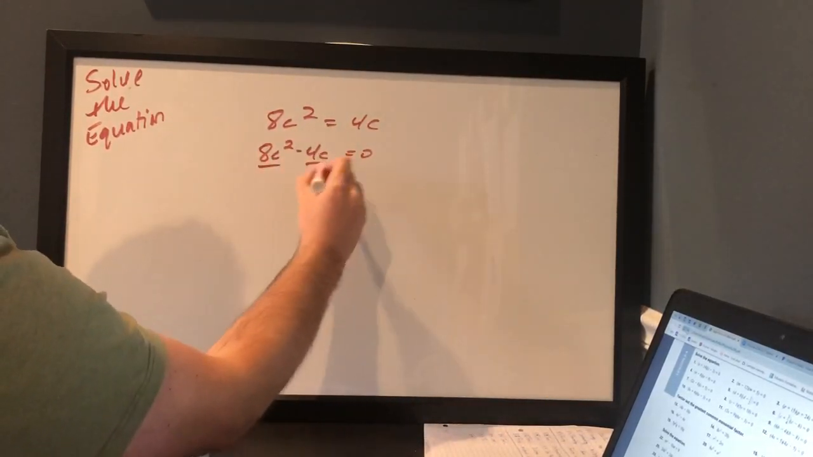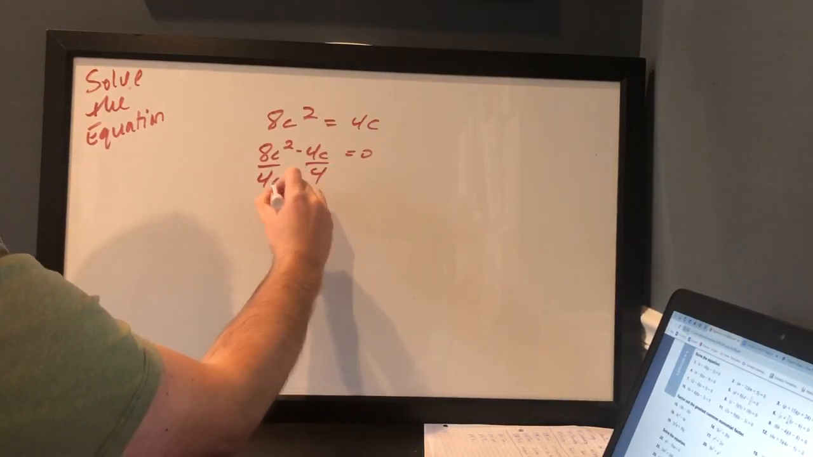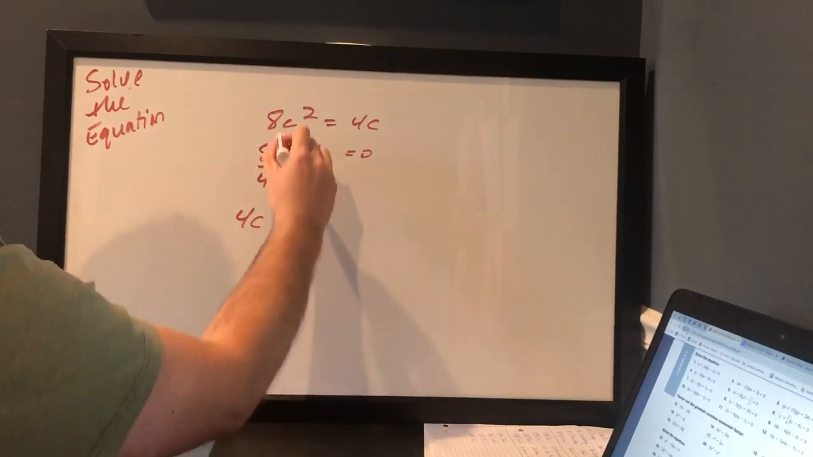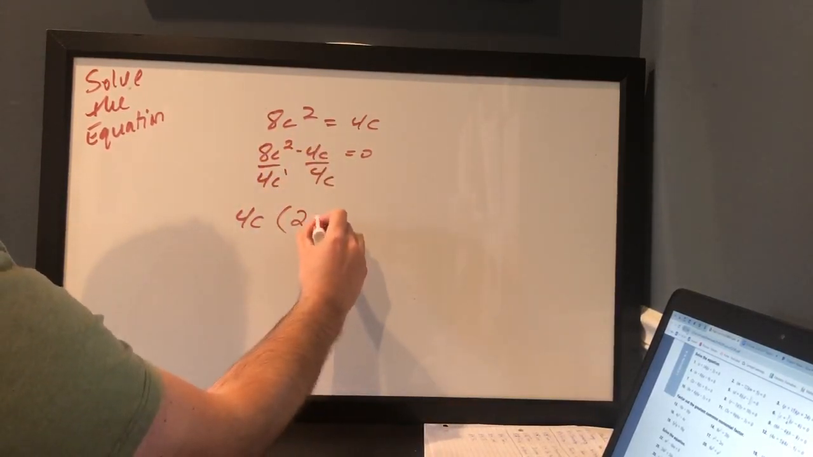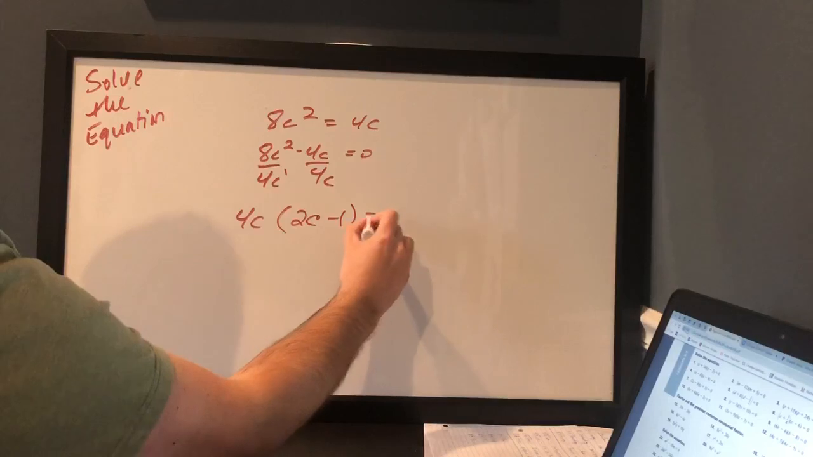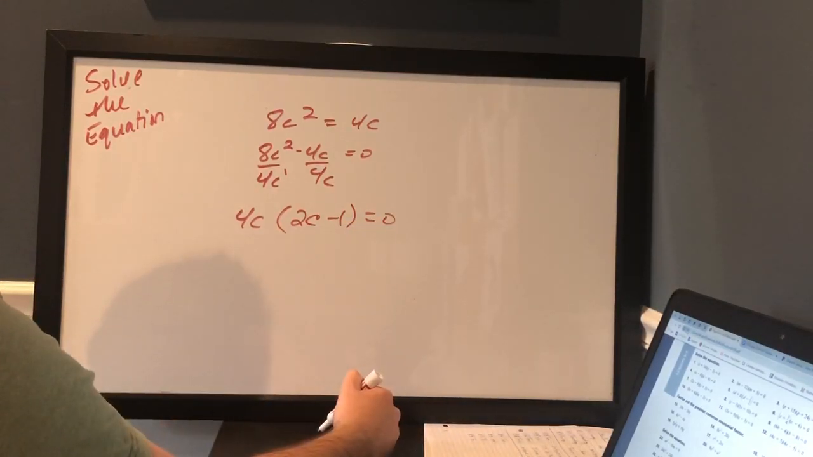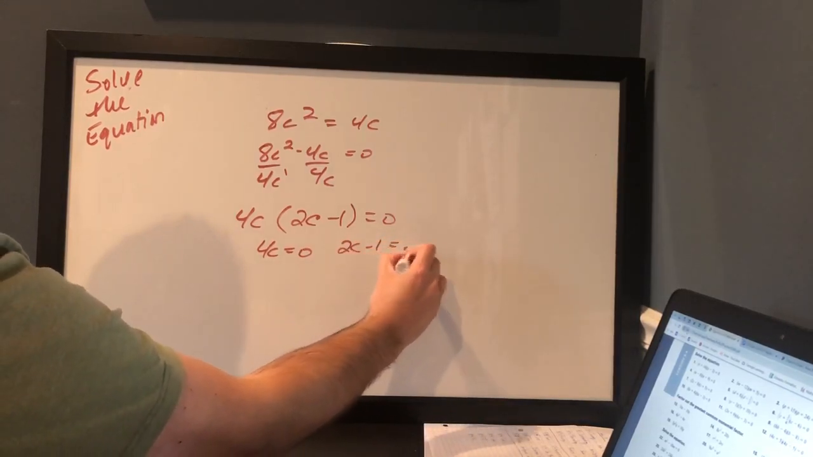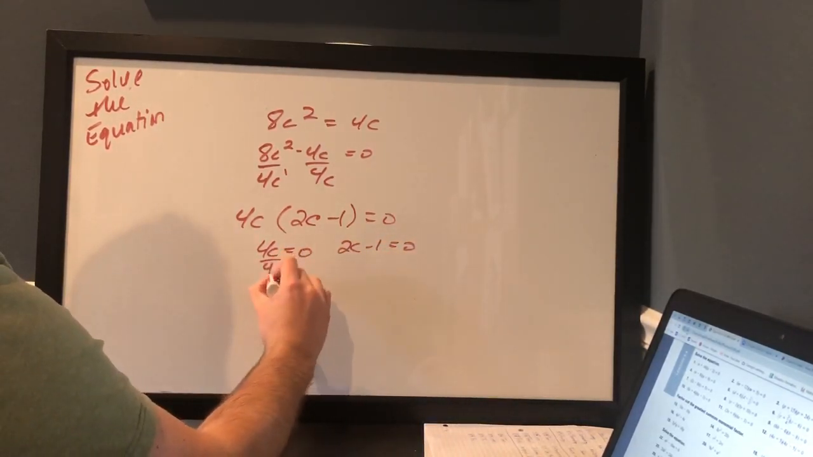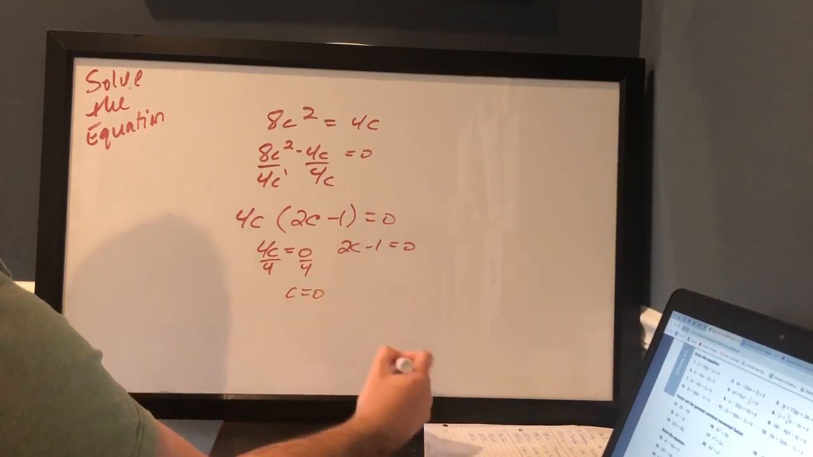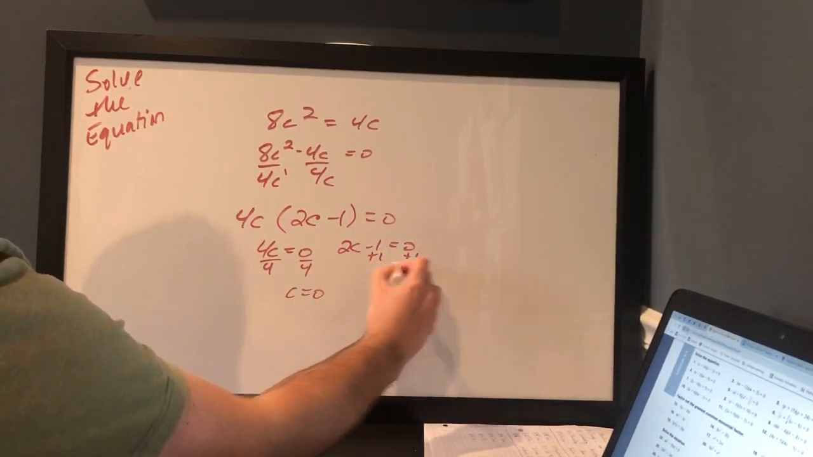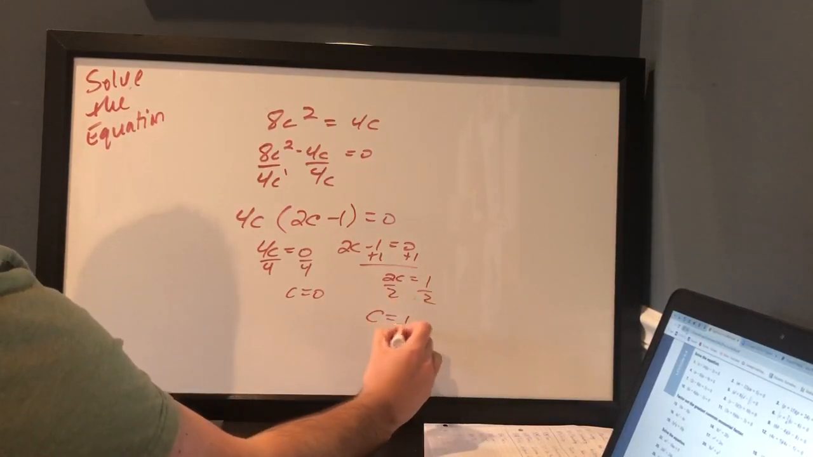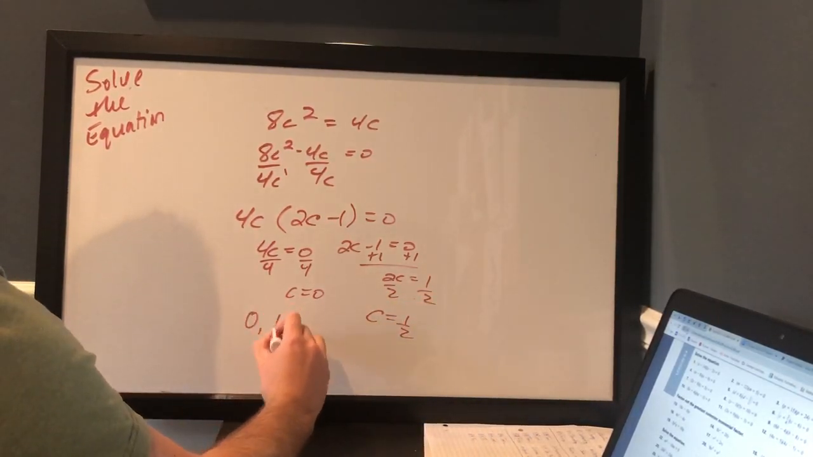Now we can factor. Bring out the 4c. 8 divided by 4 is 2. c squared divided by c to the first is c. And anything divided by itself is always 1. 4c equals 0, 2c minus 1 equals 0. Divide by 4 on this side, c equals 0. Add 1, divide by 2. So 0 and 1/2.